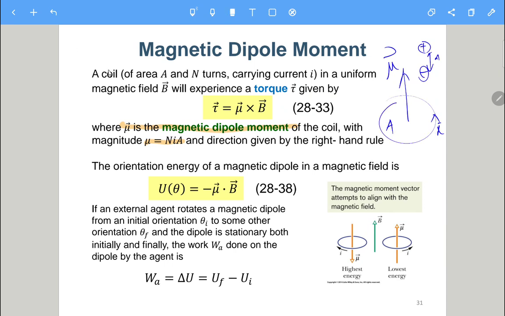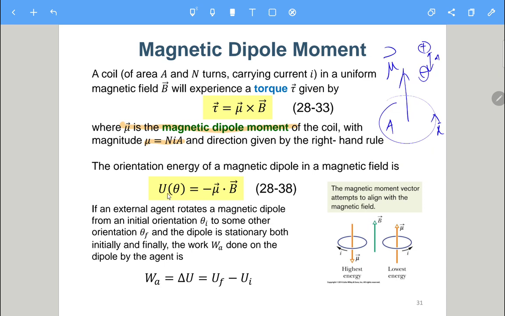You use your forefinger following the direction of the current, like this, and then your thumb will point in the direction of the normal vector, which is actually the direction of the dipole moment.